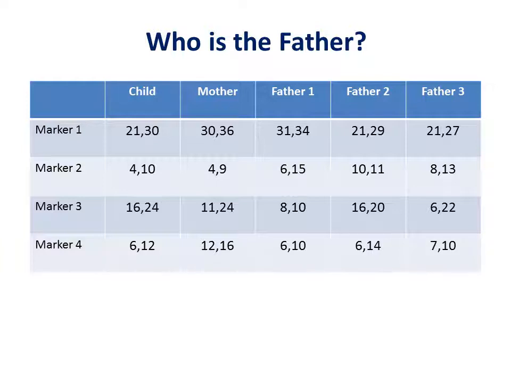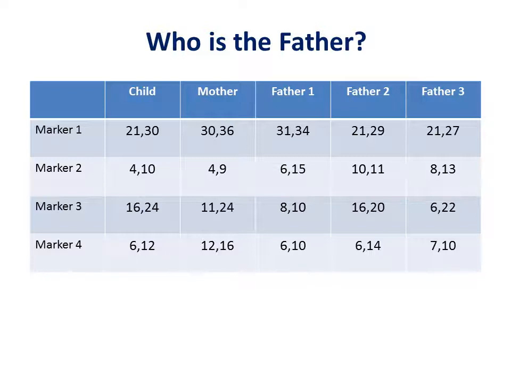So they have 21 copies of this variable number of tandem repeats from one parent, and they have 30 copies from the other parent. If you look at mom, you can see that with regards to this marker, she has 30 copies of the variable number of tandem repeats and 36. So we can attribute the 30, because we know that's the child's mother, to the mom.